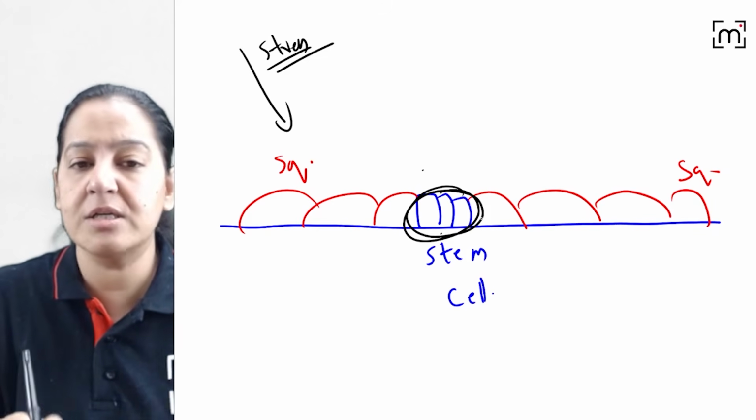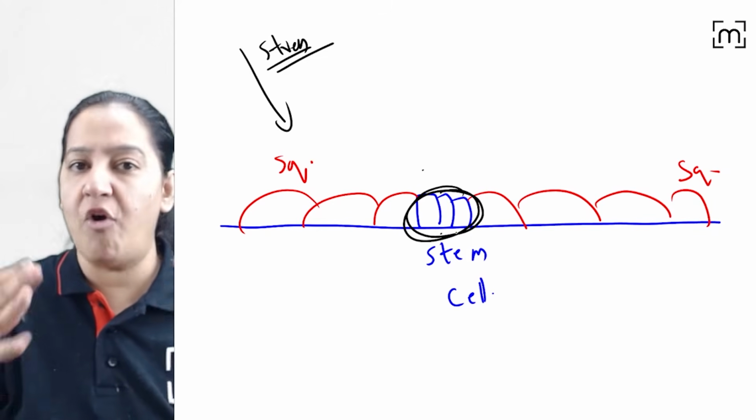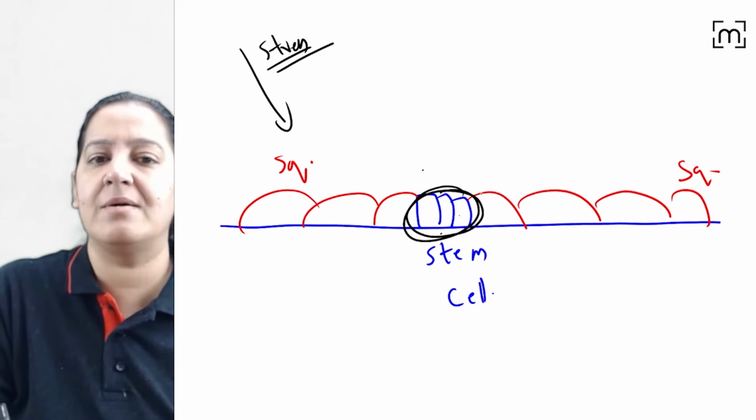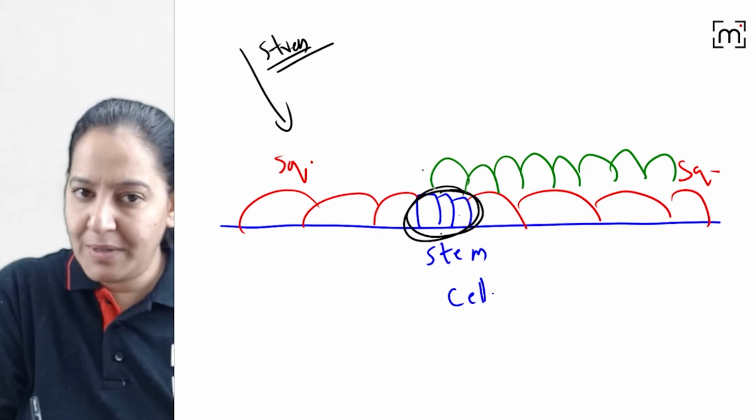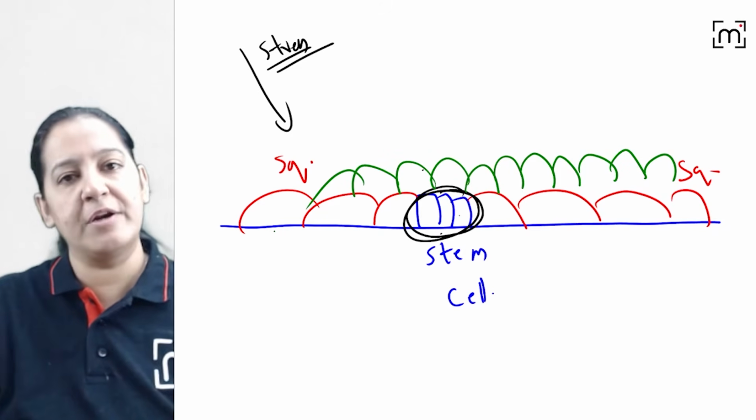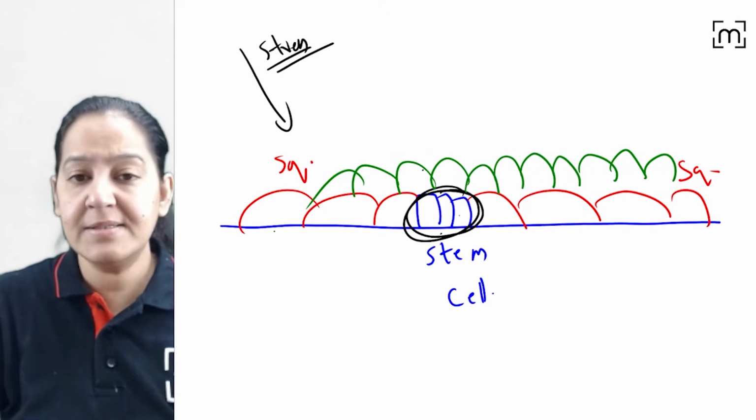Now, what is the transformation? Till now the stem cells were forming squamous cells, but now stem cells will start forming columnar cells instead of squamous. So now gradually the squamous will be replaced by columnar. You got my point? It is not the same cell.